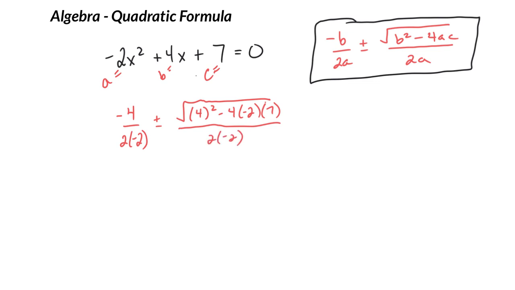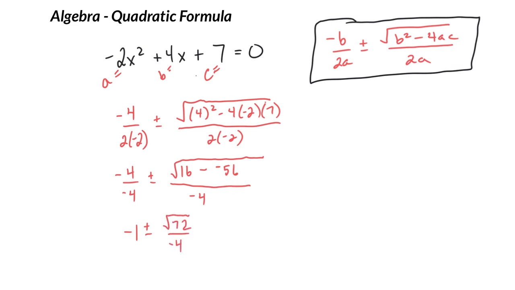Now let's make a pass through where we clean this up a little bit. We're going to have negative 4 over negative 4. That's going to just be, of course, 1. Then we've got 16 minus 4 times negative 2 is negative 8. Negative 8 times 7 is negative 56. All over negative 4. So we get negative 1 plus or minus the square root of 72 over negative 4.